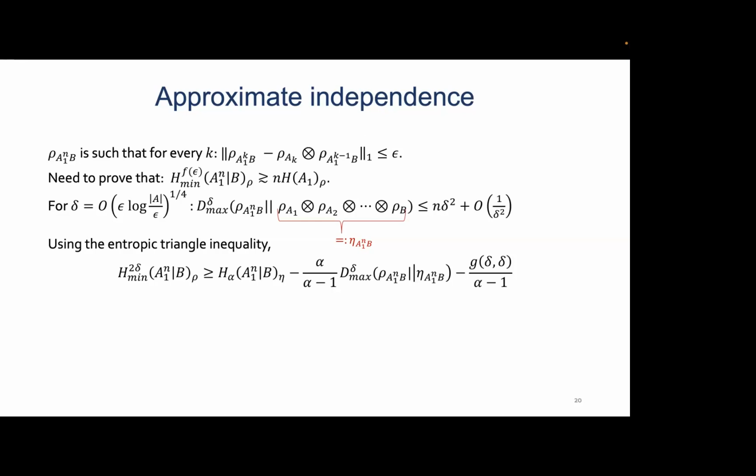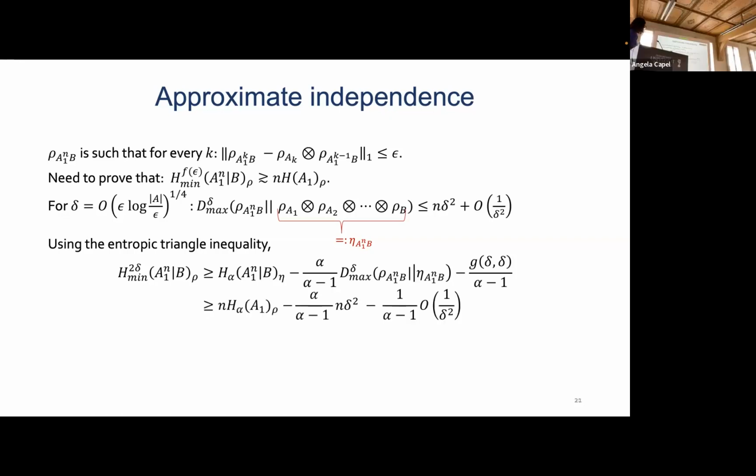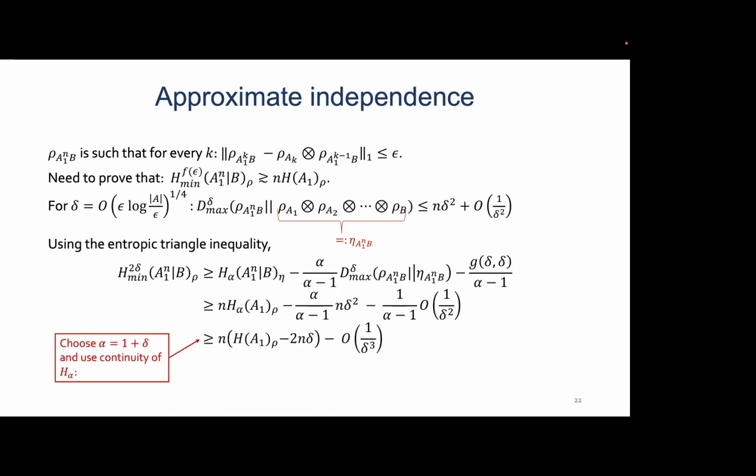Now you see that on the right hand side here we have some sort of conditional entropy on this completely tensor product state, which is really easy to evaluate because it's just going to be n times whatever the entropy of the first register is. And then the smooth Dmax term contributes a small error term, which is okay because we're going to choose alpha equals 1 plus delta, and it's going to result in a bound which looks like this. We also use the continuity of the Rényi entropy here to go to the von Neumann entropy in the final bound. And this is essentially what we wanted to achieve. So that's one problem done.